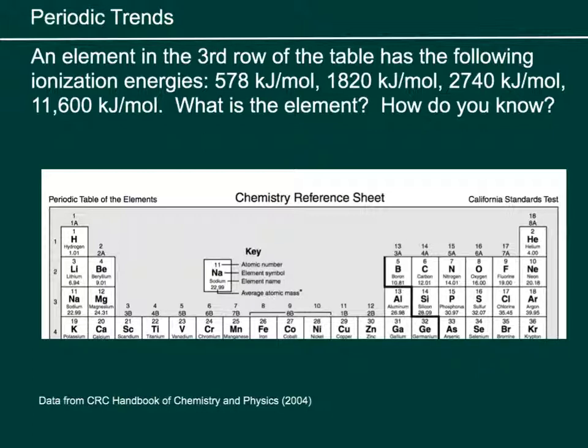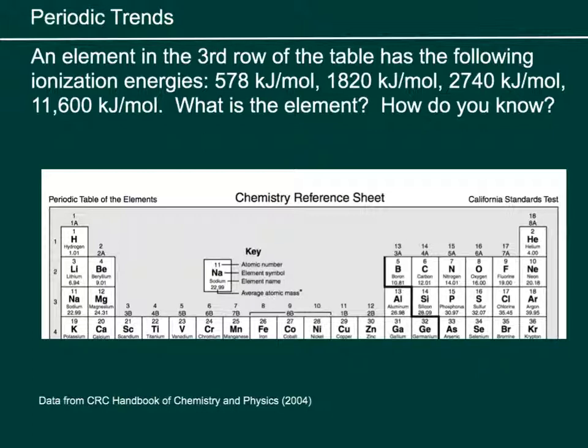1,820 kilojoules per mole is the second ionization energy. 2,740 kilojoules per mole is the third, and 11,600 is the fourth. One of the things you'll note is that every single successive ionization energy here increases. That's because once you take one away, you've taken away some of the shielding, some of the repulsion, and you have not taken away any protons, so there's a higher effective nuclear charge for the next one in.